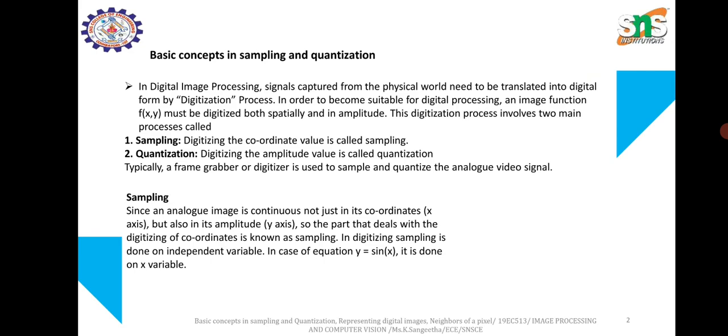In digital image processing, a signal captured from the physical world needs to be translated into digital form by the digitization process. In order to become suitable for digital processing, an image function must be digitized both spatially and in amplitude. This digitization involves two main processes called sampling and quantization. Digitizing the coordinate values is called sampling, and digitizing the amplitude values is called quantization.